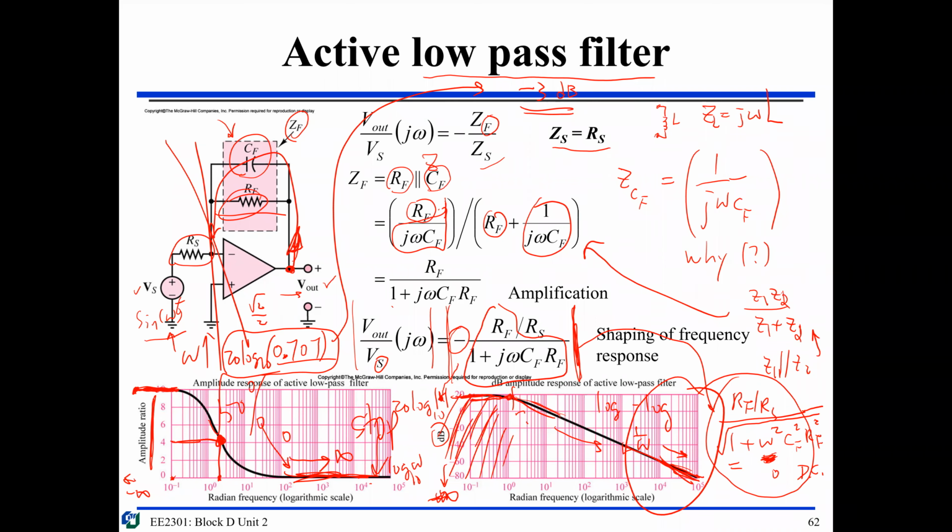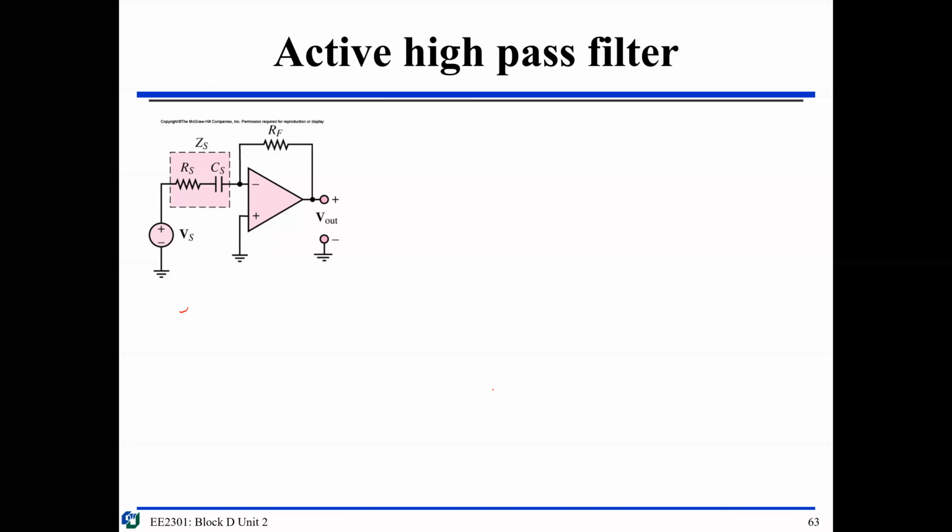So this point is a corner point. At this point, the power will reduce 50%. The magnitude will reduce to 0.707. I feel like this is a little bit confusing. We are going to talk about this one more, okay?